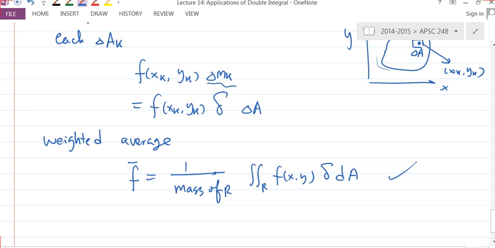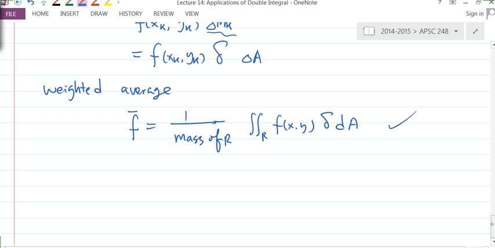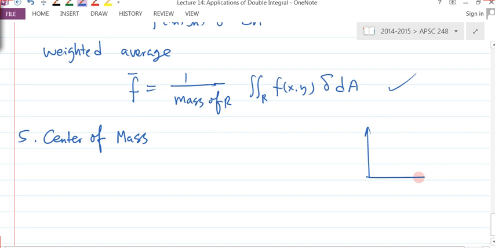From this weighted average, very naturally, we can extend to two important mechanical properties of a certain object. The fifth application is the so-called center of mass. I think you learned this in your first year: given a certain object, where is the center? In this case, we're focusing on 2D, a thin plate. Basically, where is this center of mass? We call that Cm.